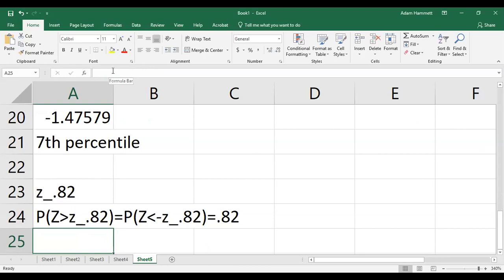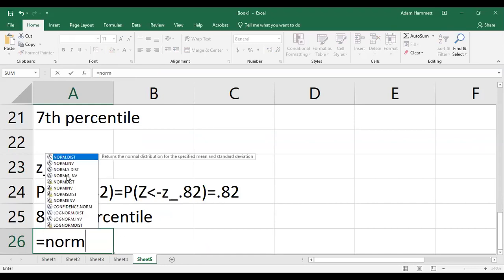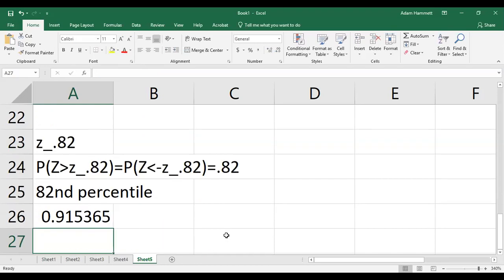So we want the 82nd percentile rank. That's essentially what we want. That's what this is doing right here. So what is it? Well, let's see. It's going to be equal to normal standard inverse, and we put 0.82 in there, and we get 0.91.